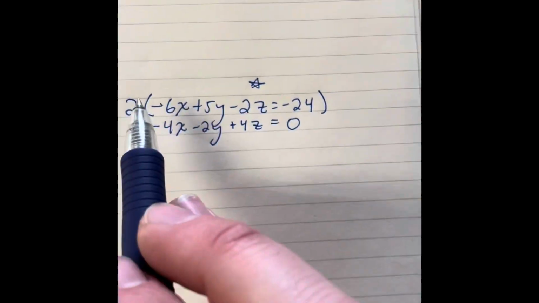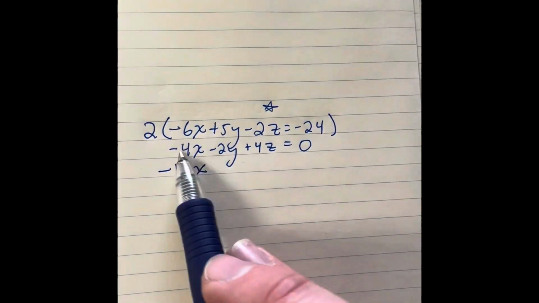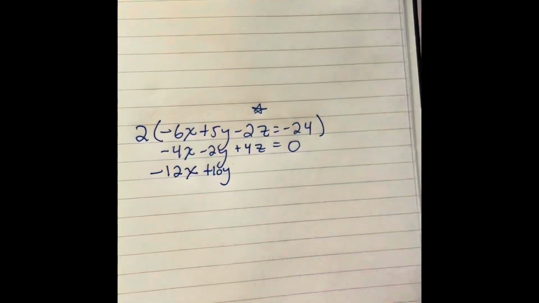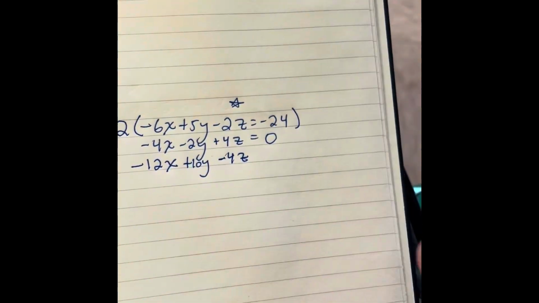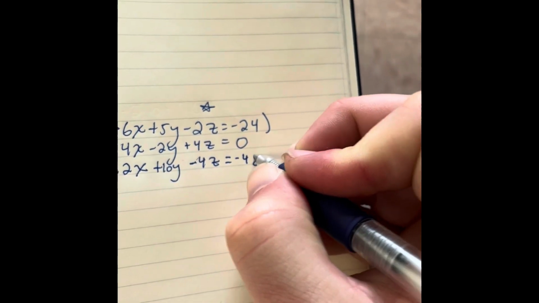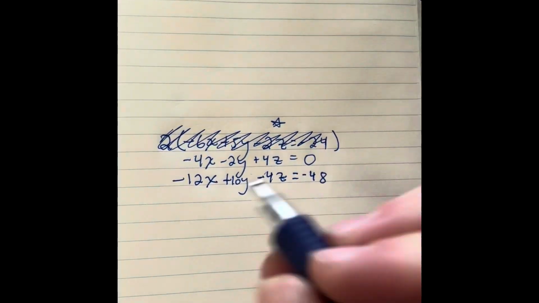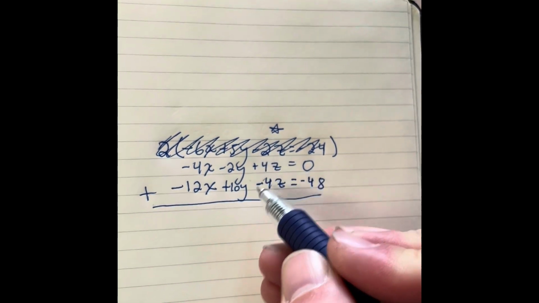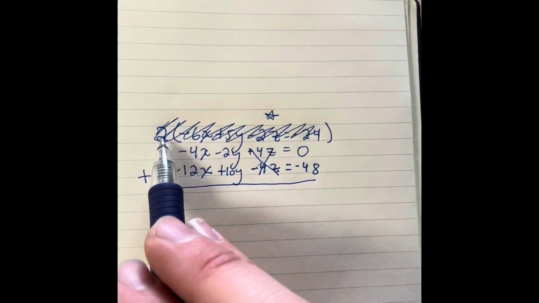Okay? So then 2 times negative 6x is going to be negative 12x. 2 times 5y will be positive 10y. 2 times negative 2z is negative 4z. 2 times negative 24 will equal negative 48. I'm going to cross out the equation that I multiplied so I don't get confused. And now if we did this correctly, the z's should go to 0. 4z minus 4z is 0, and that was the whole purpose of multiplying that top equation by 2.